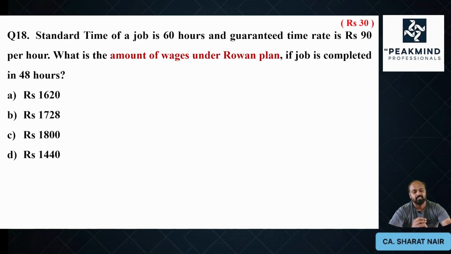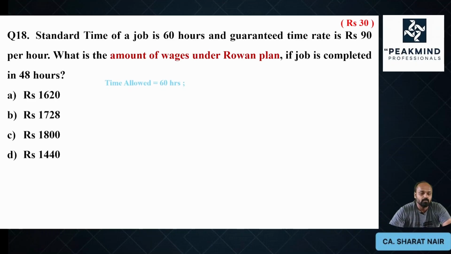Question number 18, there is a small mistake in the MCQ bank of our institute. The standard time for a job is 60 hours, which is given, and the guaranteed time rate, though it is mentioned 90, we'll get the correct answer according to the institute only if it is rupees 30 instead of 90. So what is the amount of wages under the Rowan's plan if the job is completed in 48 hours?